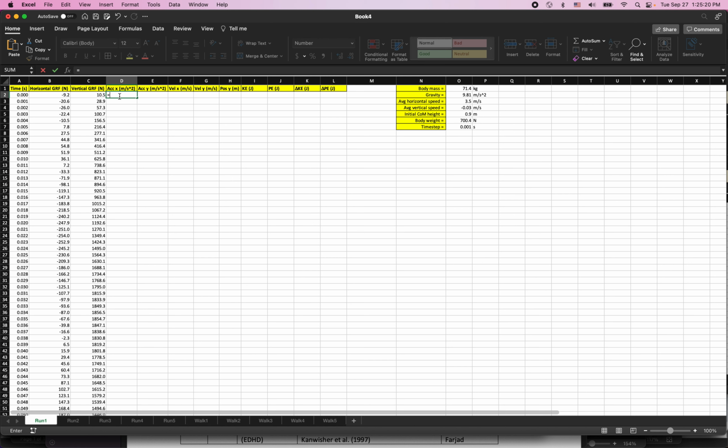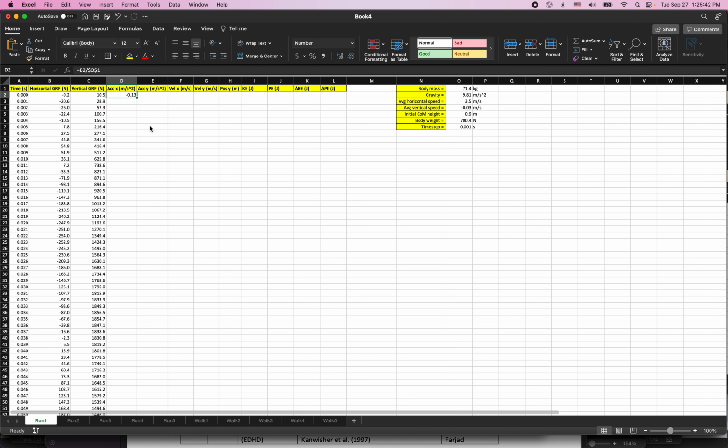So if I grab that horizontal force and divide it by my body mass in cell O1, that'll give me my horizontal acceleration. Now, for O1, for my body mass there, I want to go up to that in the formula bar at the top and put a $ in front of the O and a $ in front of the 1.